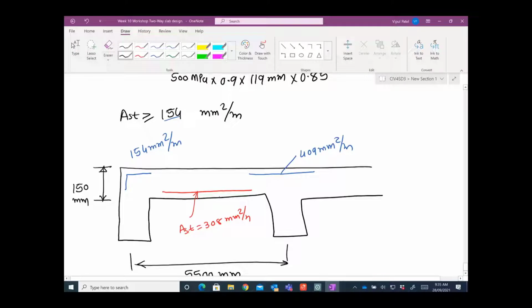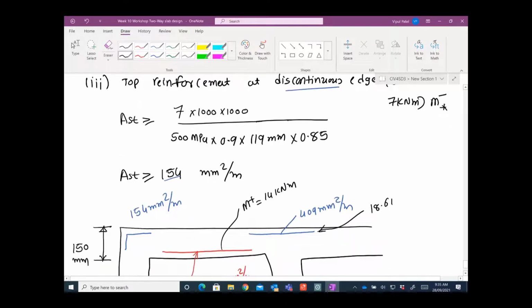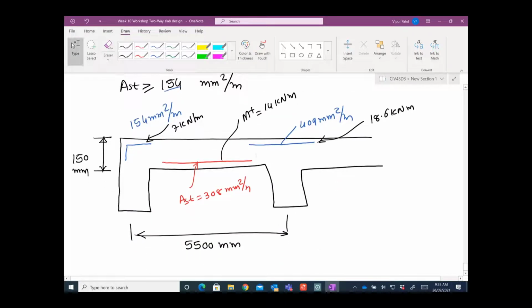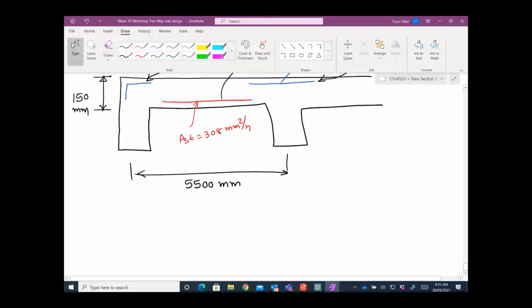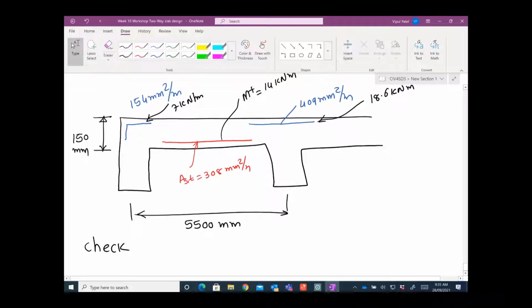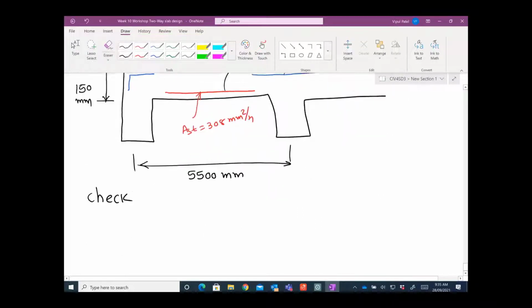So that was based on our bending moment. You remember we have bending moments here. Positive bending moment was 14 kilonewton meters. Here we have 18.6 kilonewton meters, and here we have 7 kilonewton meters, right? So that is the bending moments from which we obtain AST. Now there are a couple of checks that we need to do. The first checks that we're going to make are to make sure that these numbers, 308, 409 and 154, are fine. Let me list them.